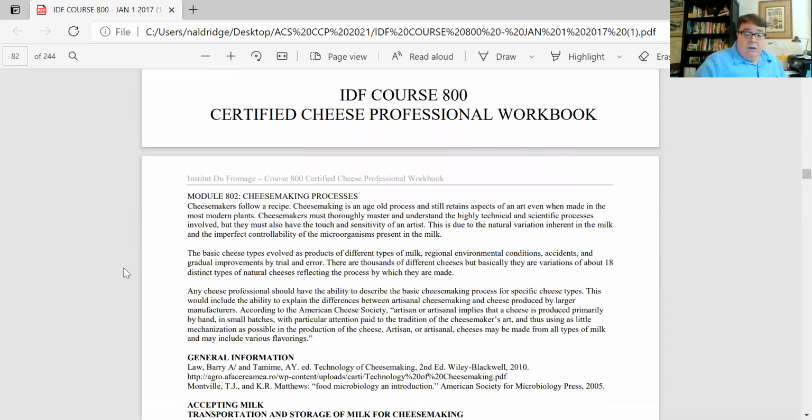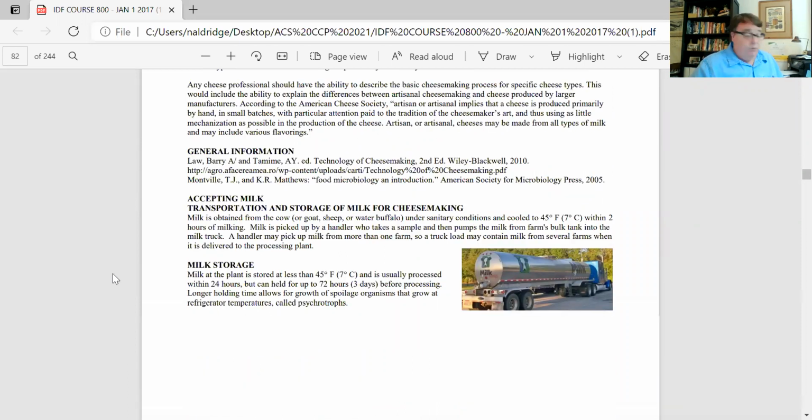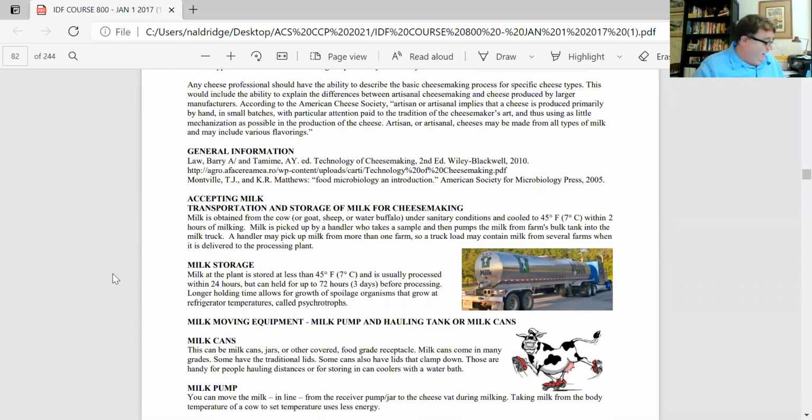Because a lot can happen getting milk from the farm to the cheesemaker, and you will get asked several questions in that area. Here I've started with accepting milk: transportation and storage of milk for cheese making. I would want to know that, and I'm highlighting that part, especially the degrees. When a truck comes up, milk is obtained from the cow or other animals under sanitary conditions and is cooled to 45 degrees Fahrenheit within 2 hours of milking. That sounds like an interesting fact to me, and I would want to highlight that.